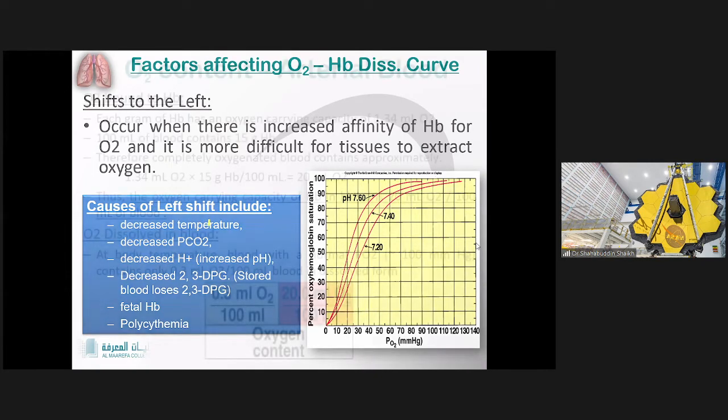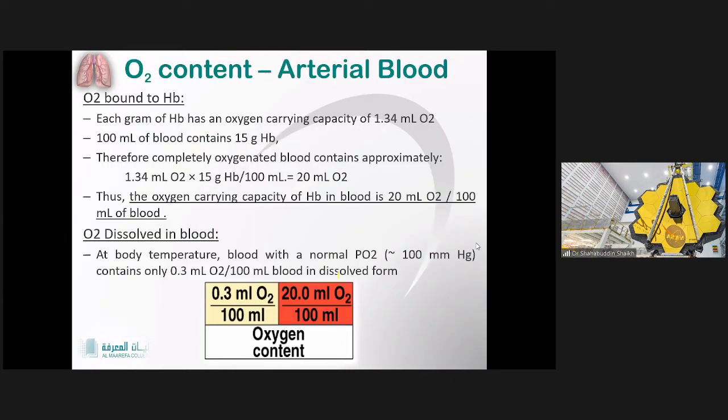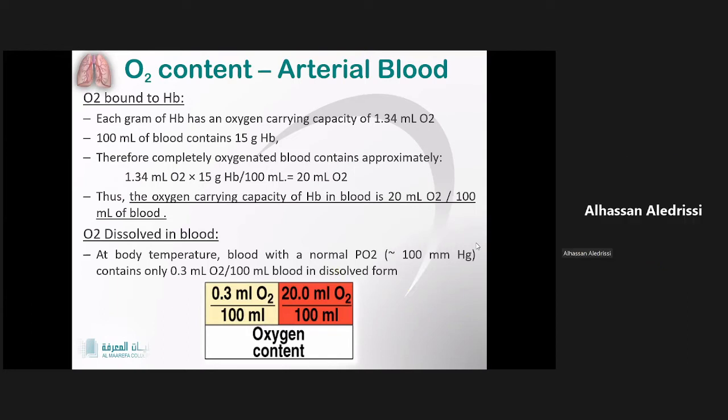How much is the total oxygen carrying capacity of blood? 20 per 100.